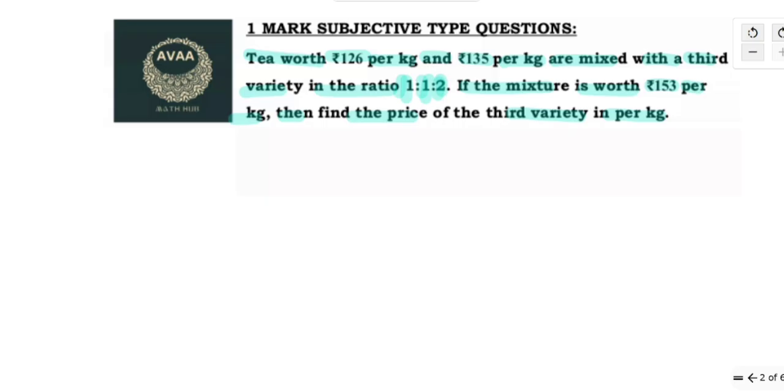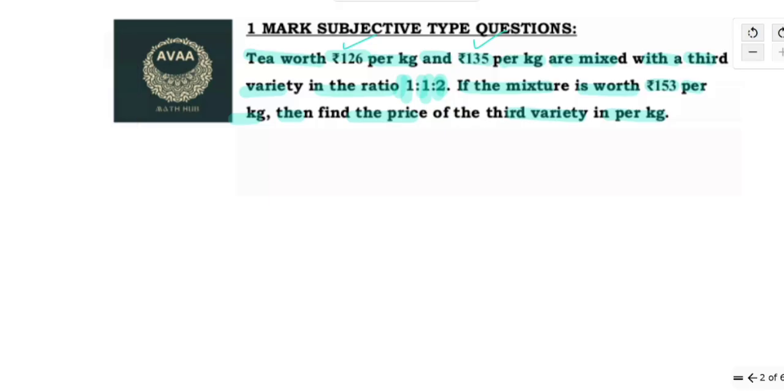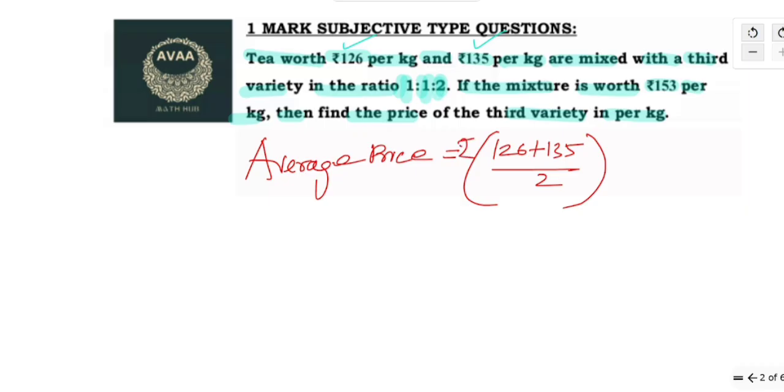How to approach this question? The technique is that since the first and second varieties are mixed in equal proportions, this one 126 as well as 135 we can add and find the average of that. So the average price is 126 plus 135 over 2. That gives us 130 rupees 50 paise.